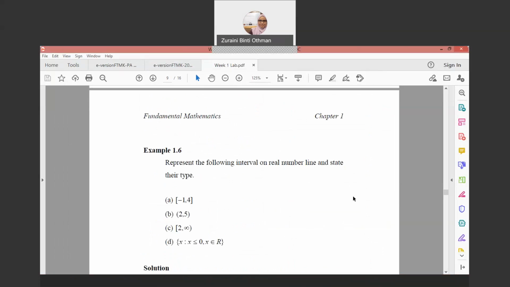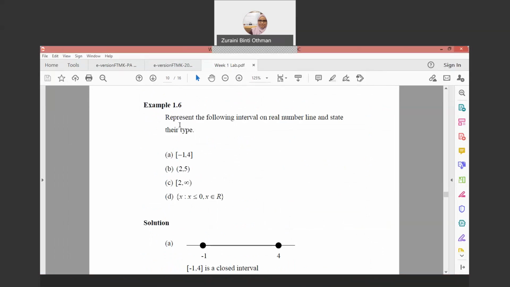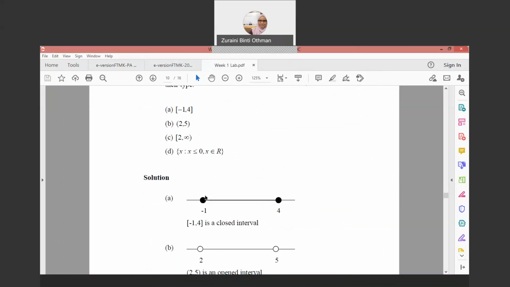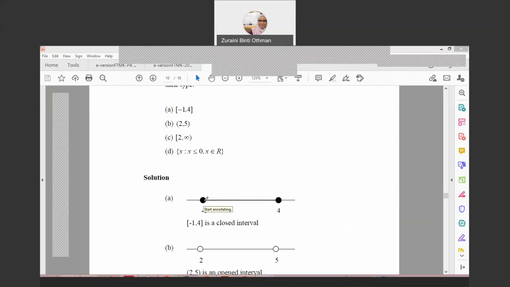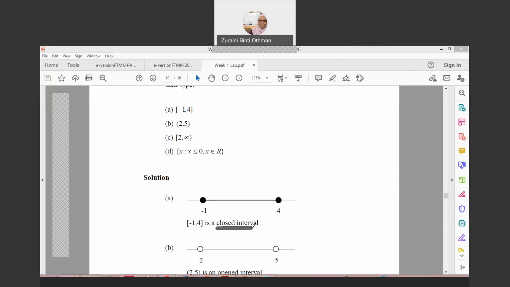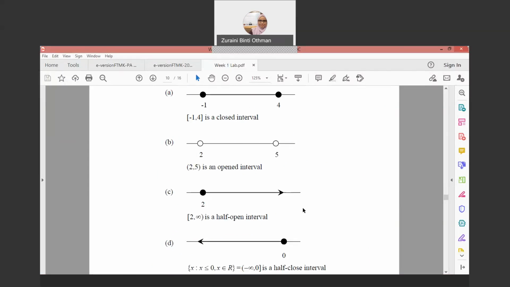Okay, now example 1.6. Represent the following interval on a real number line and state their type. Okay, here is from -1 until 4 and it is filled. Kalau kita buat number line dia, maksudnya kita kena buat number line yang ni lah, maksudnya kita kena fill in the from negatif, termasuk -1, termasuk 4 dan ini kita panggil dia sebagai closed interval.